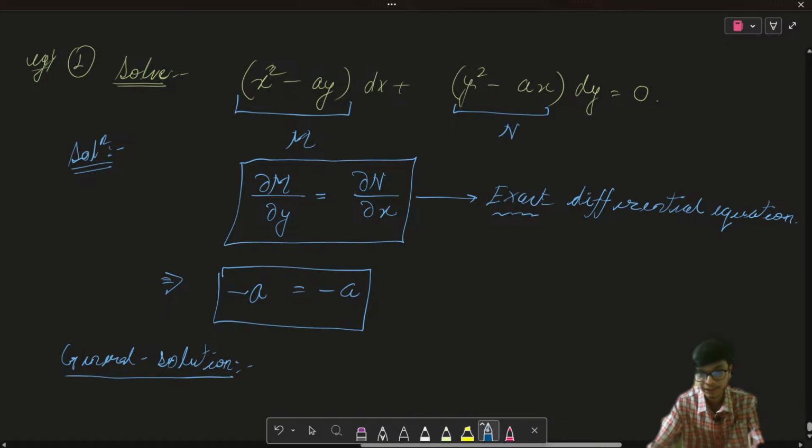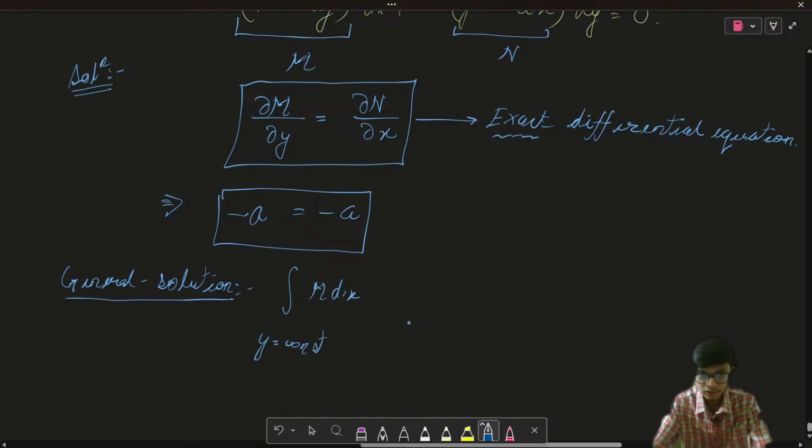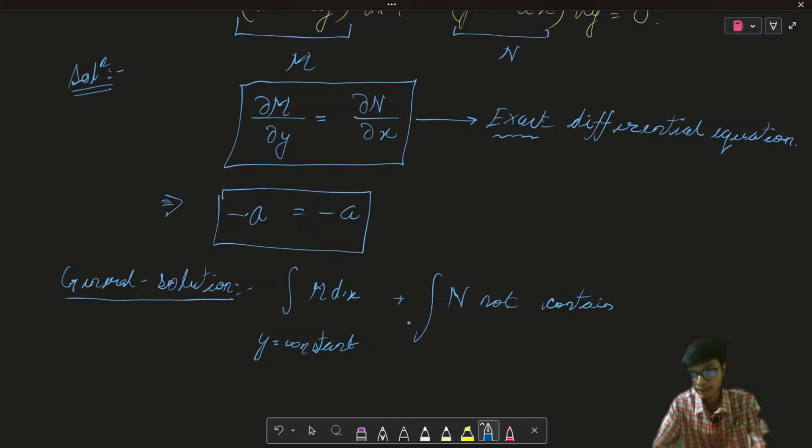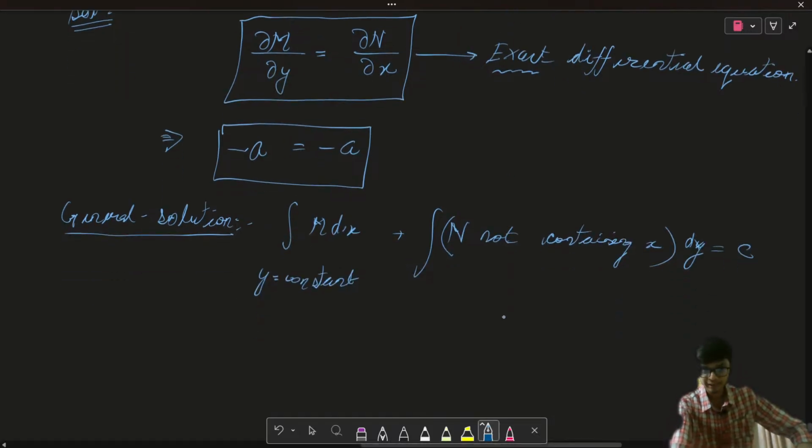of such a differential equation is given as the integration of M dx keeping y as constant, plus the integration of those terms of N not containing x, with respect to dy, and that should be equal to some constant c, right? So this is something that you have to integrate to find the given results, right?